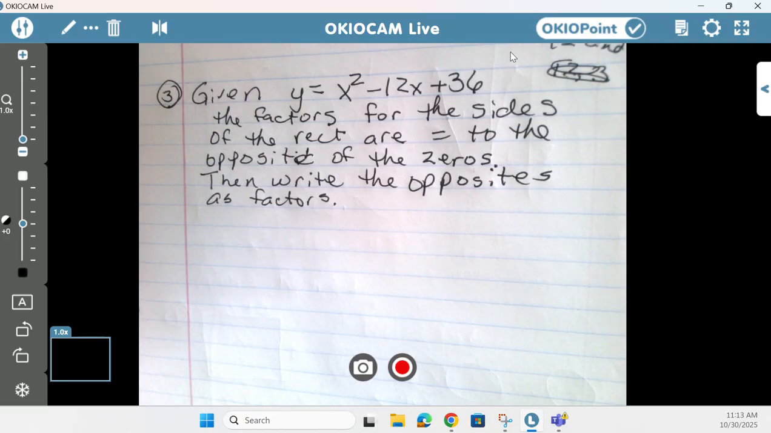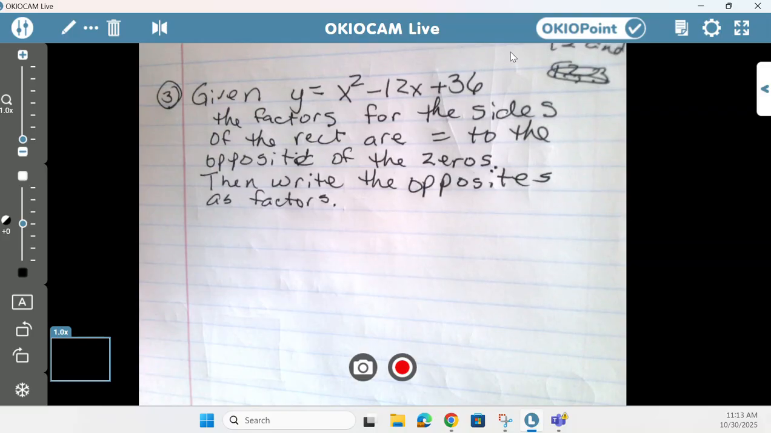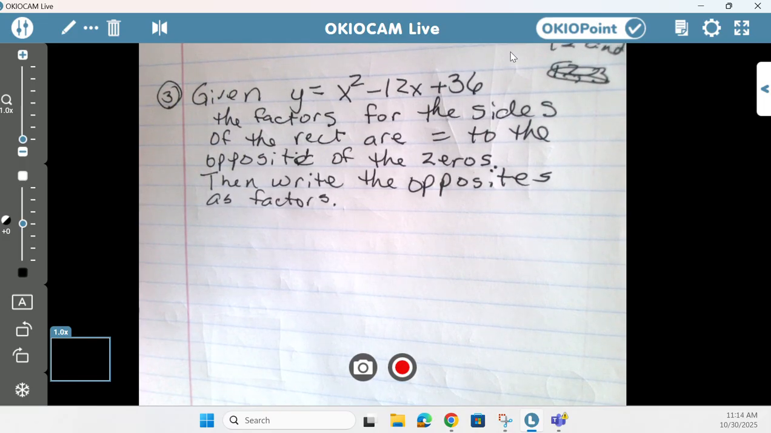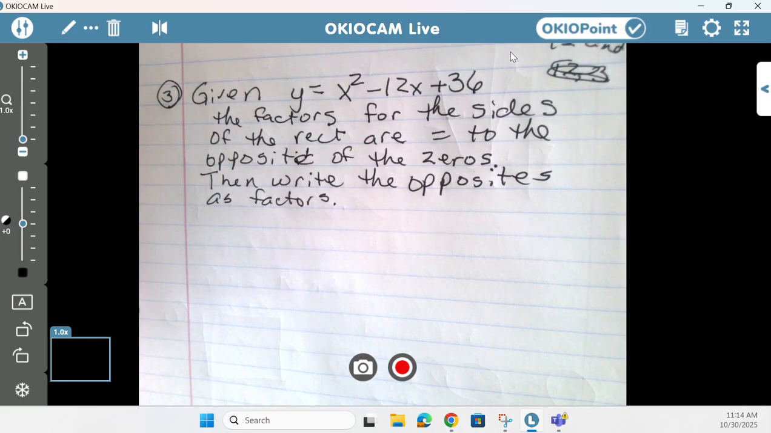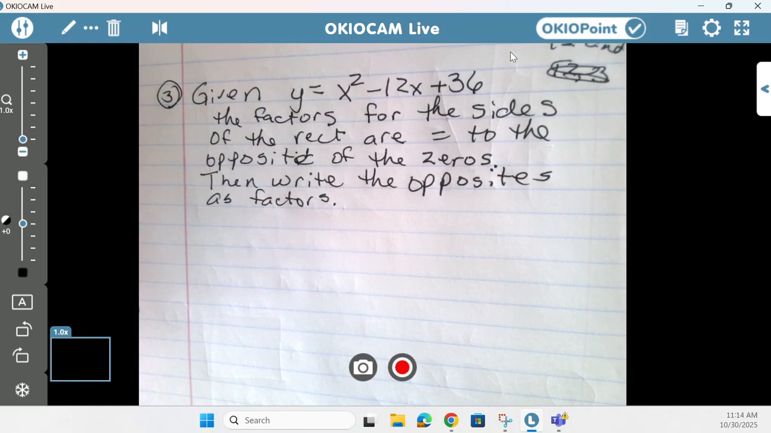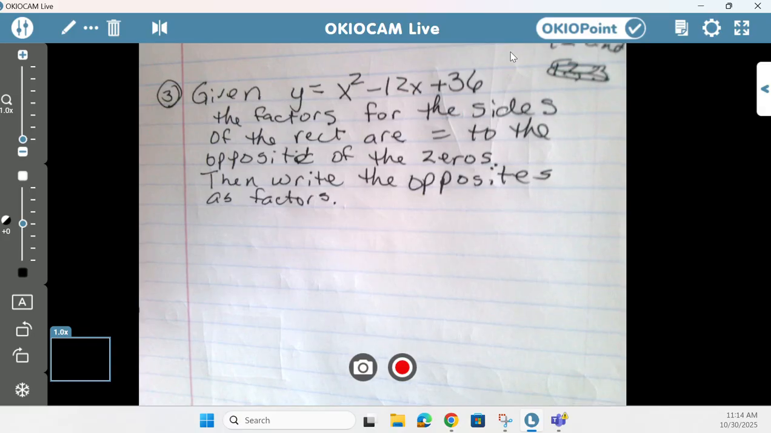Yeah, so what happens on this problem is you have a rectangle. The area is x squared minus 12x plus 36. You put it in Desmos for y equals. It's going to give you a graph. I think this graph just touches at negative 6. It goes like that. If the graph touches at negative 6, what are the factors of the two? What are the lengths of the two sides?